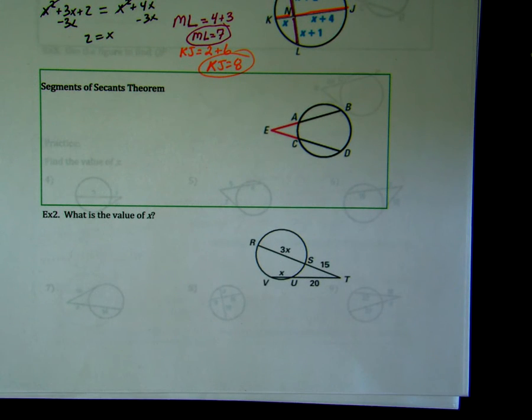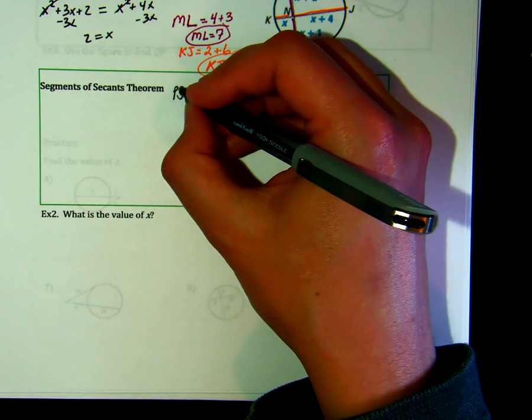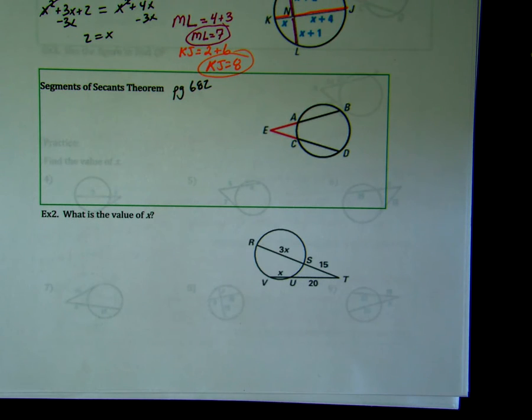If you want the actual definition, it is on page 682. All right. Actually, if I could, I'll just find it. I'll read it to you. The definition of this says that if two secant segments share the same endpoint outside of the circle, then the product of the length of one secant segment and its external segment equals the product of the length of the other segment and its external segment. Okay?